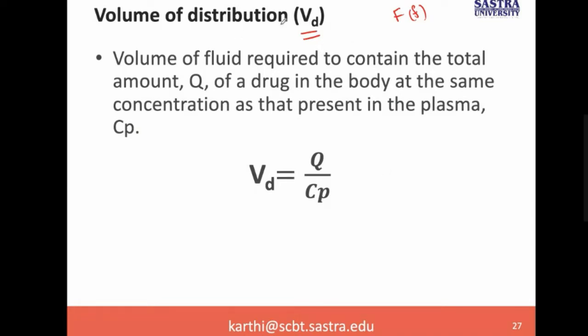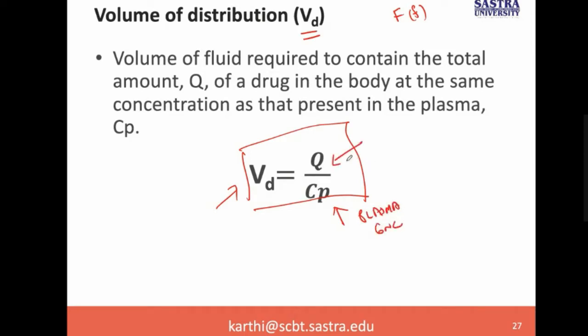So volume of distribution is denoted by Vd. Sometimes it is called the apparent volume of distribution. The formula for calculating Vd is Vd = Q / Cp, where Vd is the volume of distribution, Cp is the plasma concentration, which we already discussed, and Q is the total amount of drug, or simply the dose of the drug. This is the formula for calculating the volume of distribution.